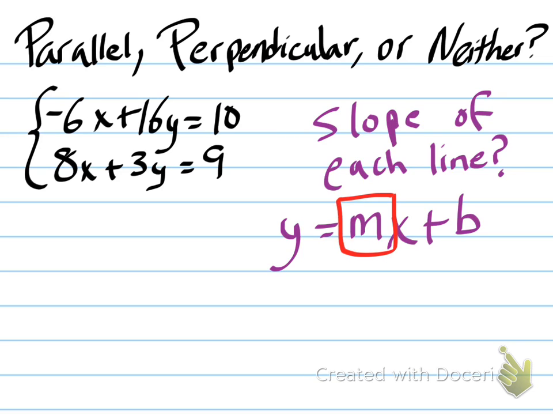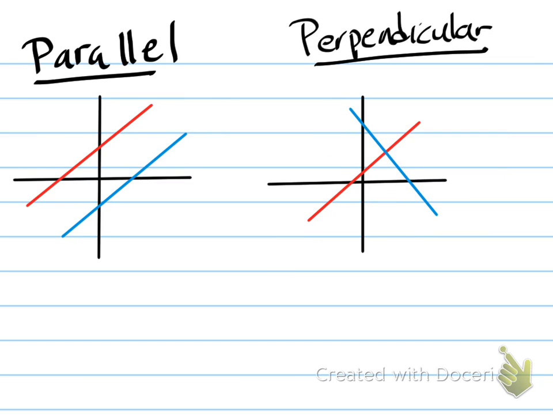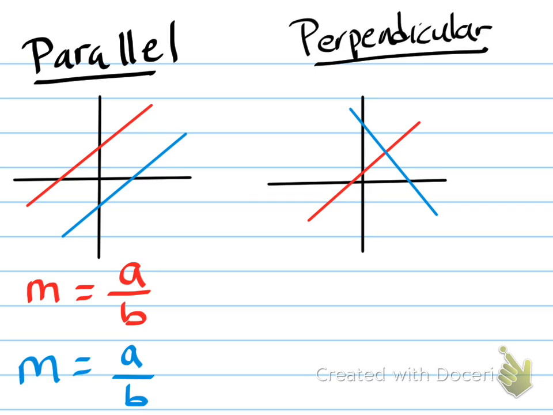Once we have the slopes, we still have to ask ourselves, well, what to make of these two numbers that we get. So let's do a bit of a review. Lines are parallel on the coordinate plane when they have the same slope. So let's say that the slope of the red line was something like a over b. If it's parallel to the blue line, then the blue line slope would also be a over b. So if this were the case, then our two lines would in fact be parallel. Fair enough. Same slope means they're parallel.